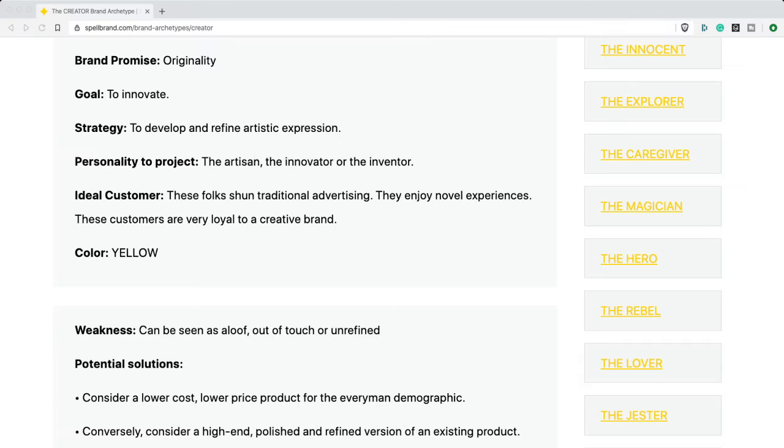Now, the ideal customer for the creator brand is people who actually shun traditional advertising, right? They are put off by the usual, regular traditional advertising. They enjoy novel experiences, right? These customers are very loyal to a creative brand, and Apple did capitalize on that. Initially, when Apple was going through that phase where they almost went bankrupt, they brought back Steve Jobs, and he then started innovation in the true sense.